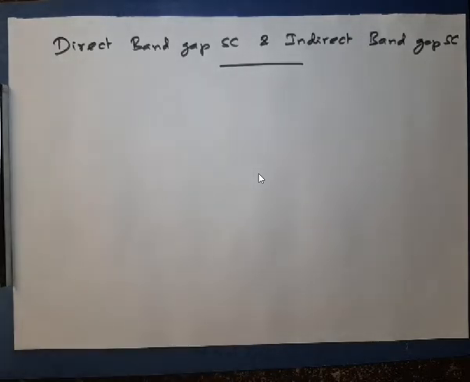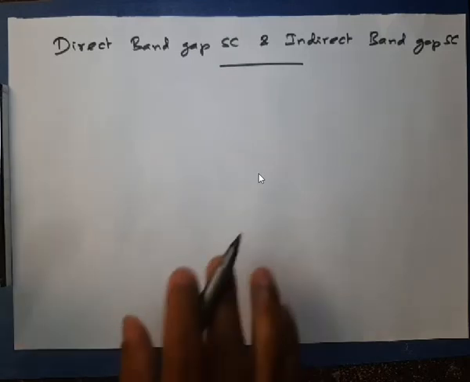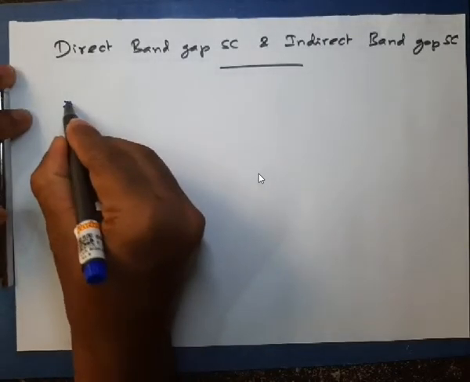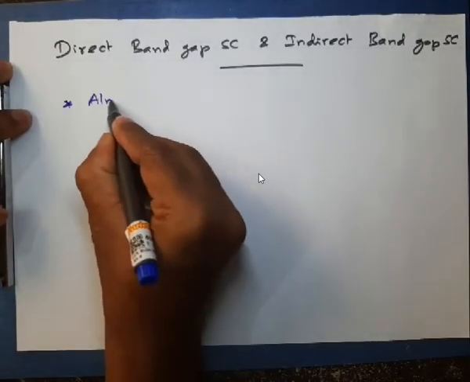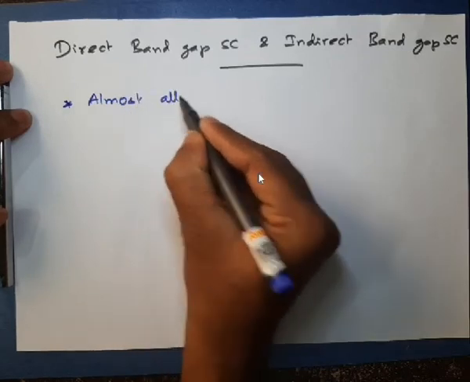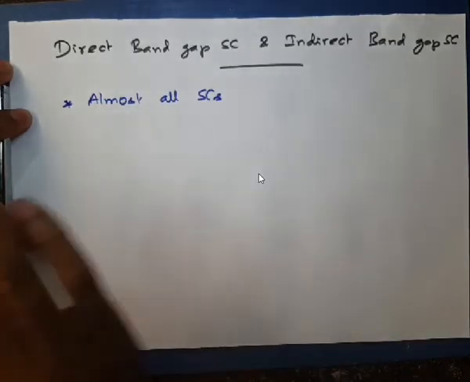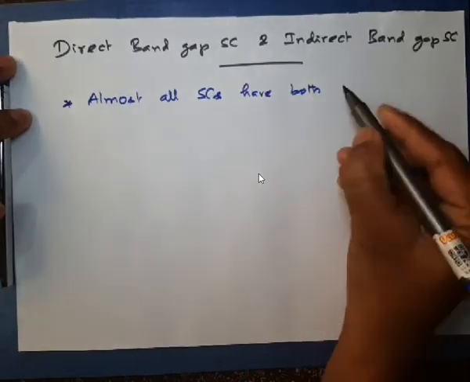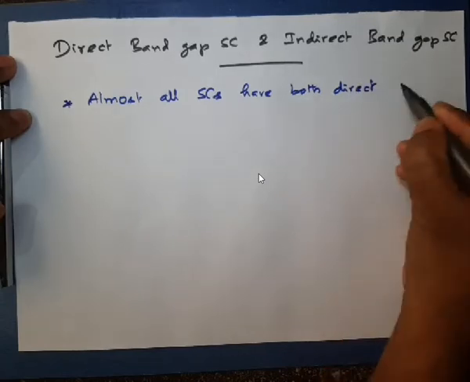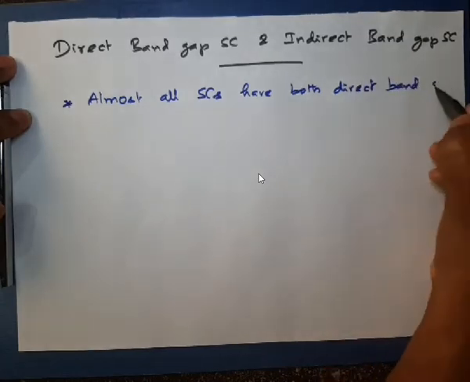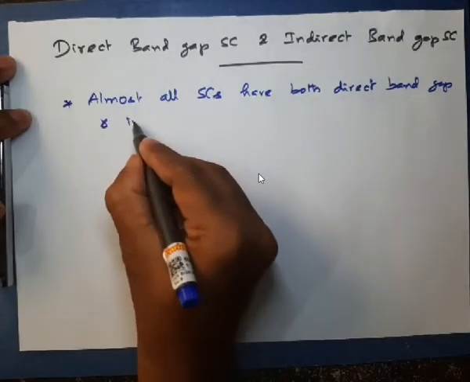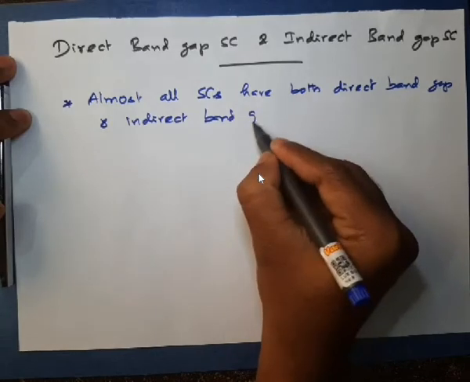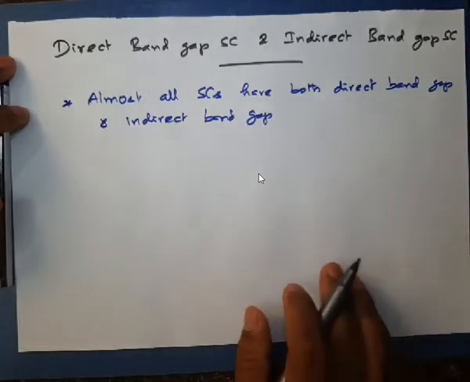What is meant by direct band gap and what is meant by indirect band gap? Before discussing this, let me make a point here. Almost all semiconductors have both direct band gap and indirect band gap.